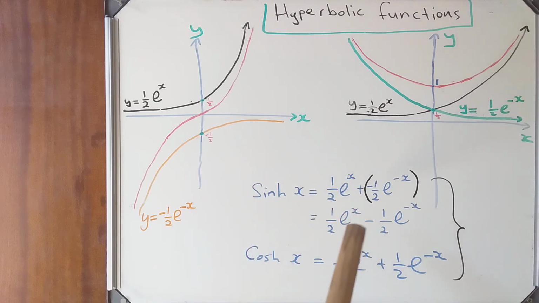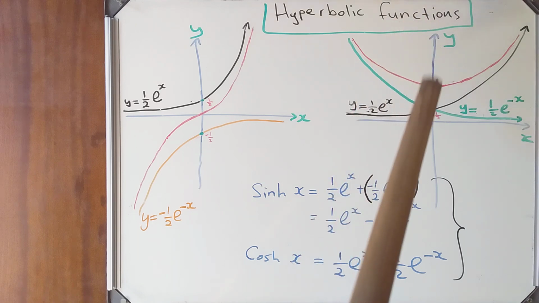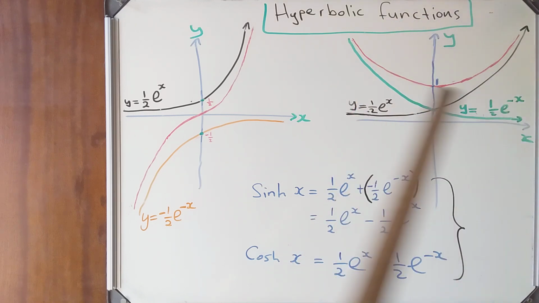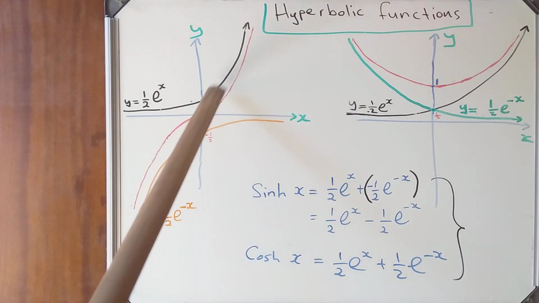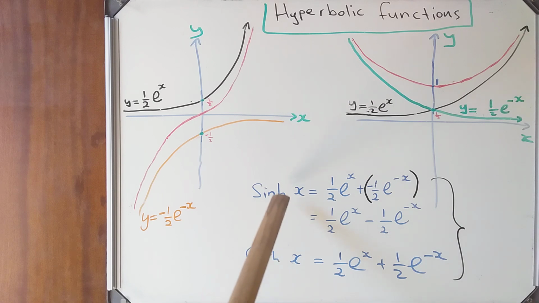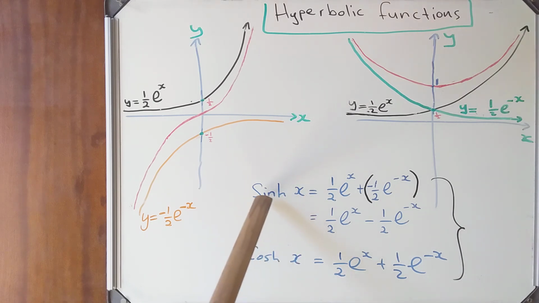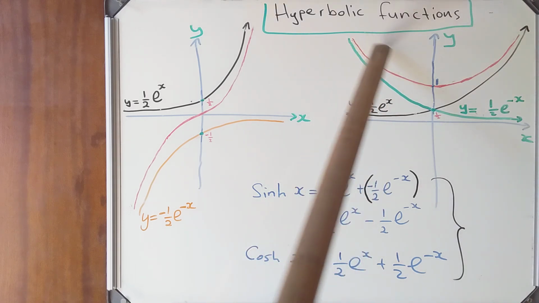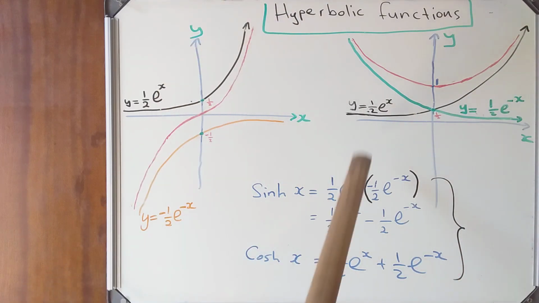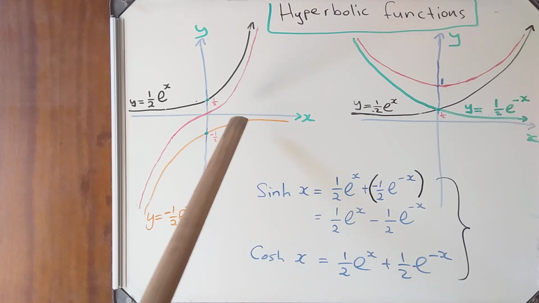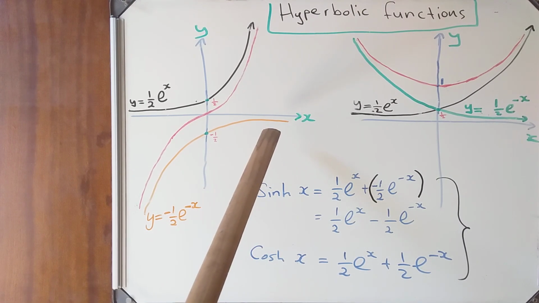So we construct hyperbolic graphs or hyperbolic functions by adding these exponential graphs. If you add that and that one, you obtain sinh x and cosh x. So that one is your cosh x. This one is your sinh x. So you constructed them by adding the two graphs.